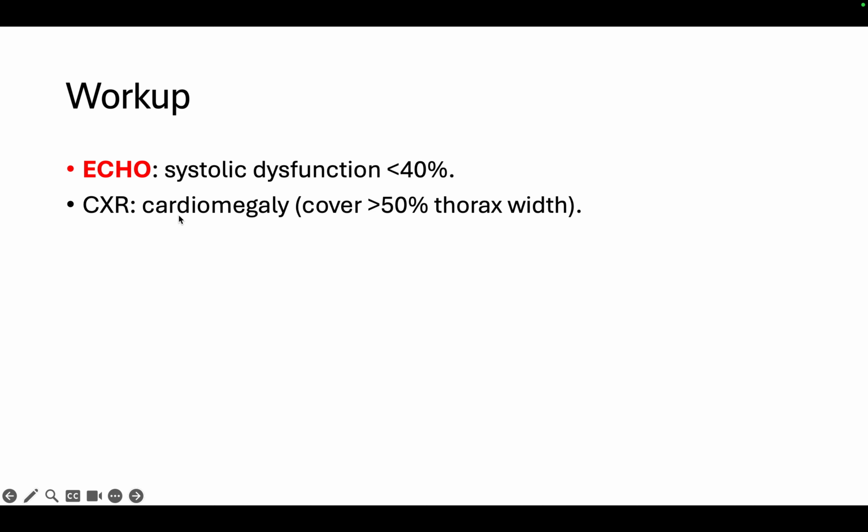Initially, if you order a chest x-ray, you might not see anything at all, but you might see cardiomegaly. This is another sign of heart failure. What do you consider cardiomegaly? You guys should know this as well. If the heart silhouette covers 50% of the thorax's width on the chest x-ray, then that's usually considered cardiomegaly.